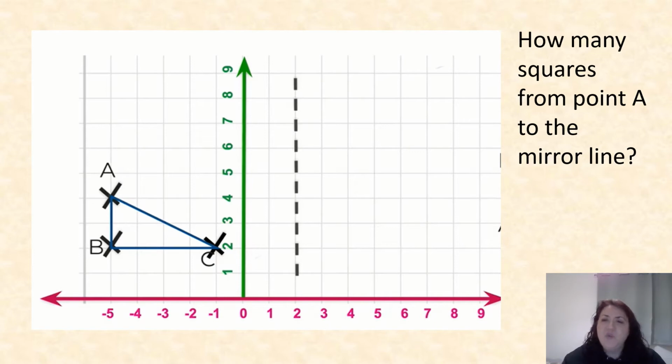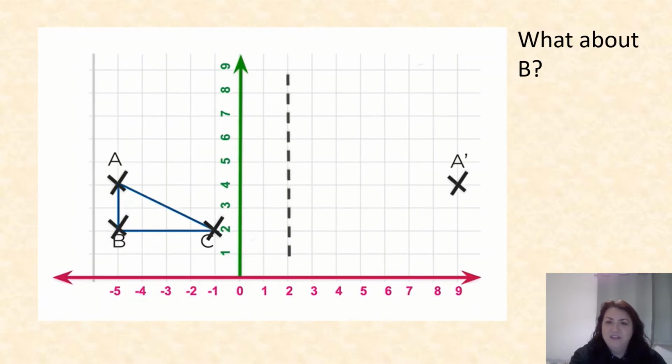Right. How many squares from point A to the mirror line? Just count them for me. Remember, the mirror line's the black line. How many did you get? Did you get 7? Let's have a look. So A dash, we've come out 1, 2, 3, 4, 5, 6, 7. So A dash is 7.